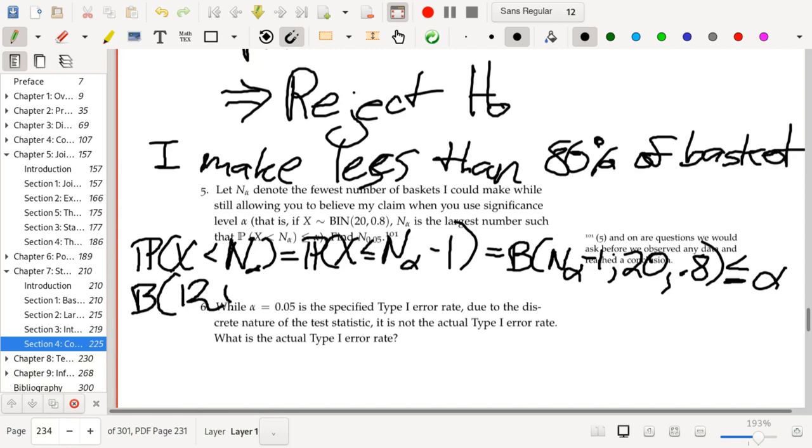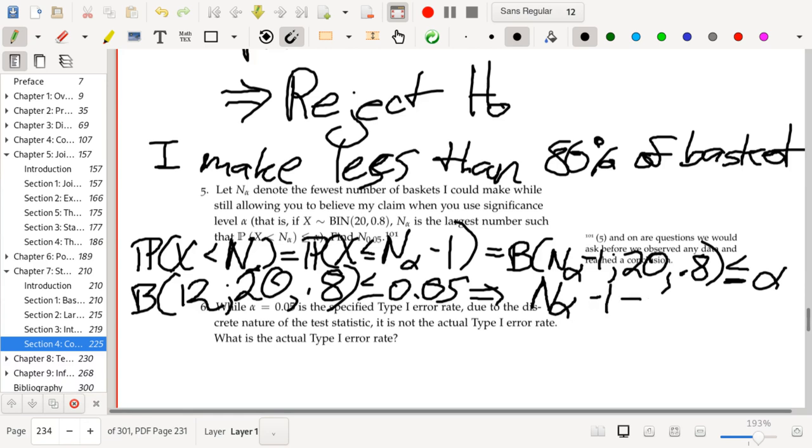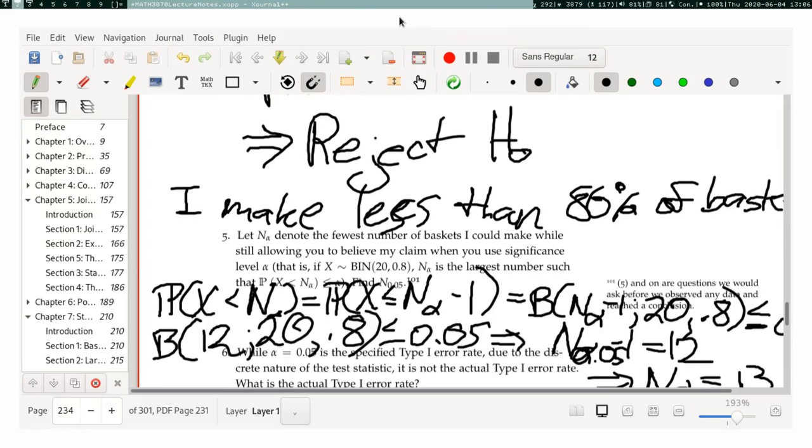So going back to this, we could say that since B(12; 20, 0.8) is less than or equal to 0.05, and it's the largest number that does that, that means that n alpha minus 1 is equal to 12, which means that n alpha is equal to, or actually n alpha, that's 0.05, because we actually plugged in a number now. So that means that n alpha is going to be 13. So if I make less than 13 baskets, you will call me a liar. That's how you should interpret this number.